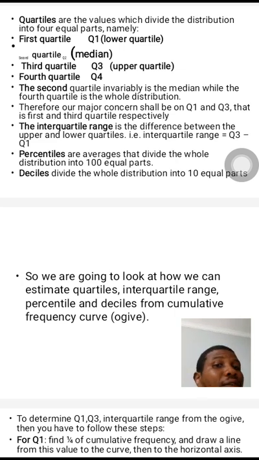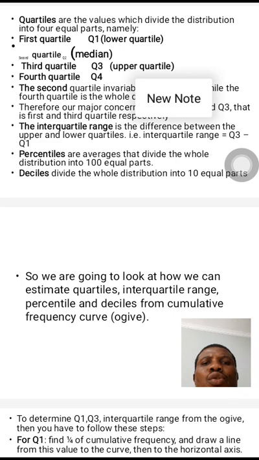Now, what is the meaning of interquartile range? Interquartile range is the difference between the upper quartile and the lower quartile. So what you need to do to get the interquartile range, you find the upper quartile and the lower quartile, which is Q3 and Q1 respectively. So you now take away Q1 from Q3. That gives you interquartile range.